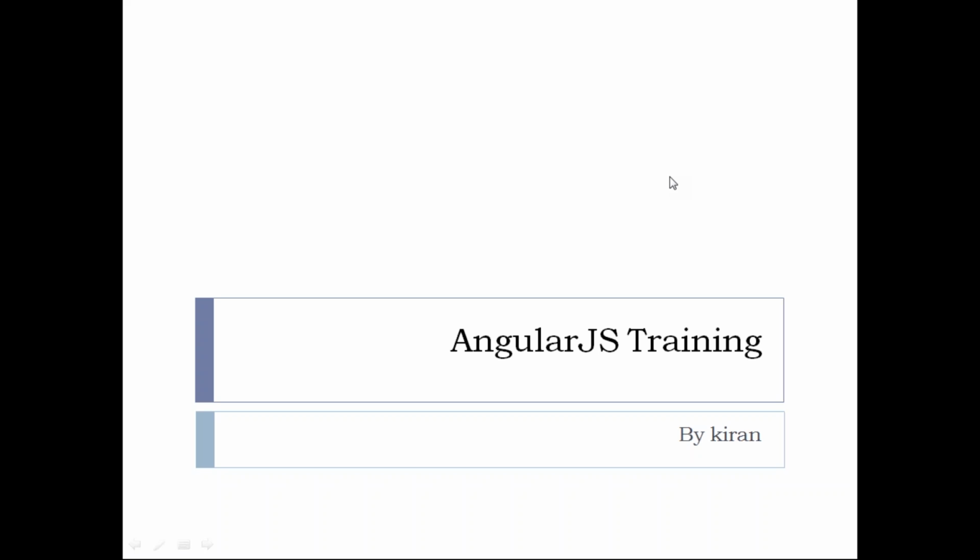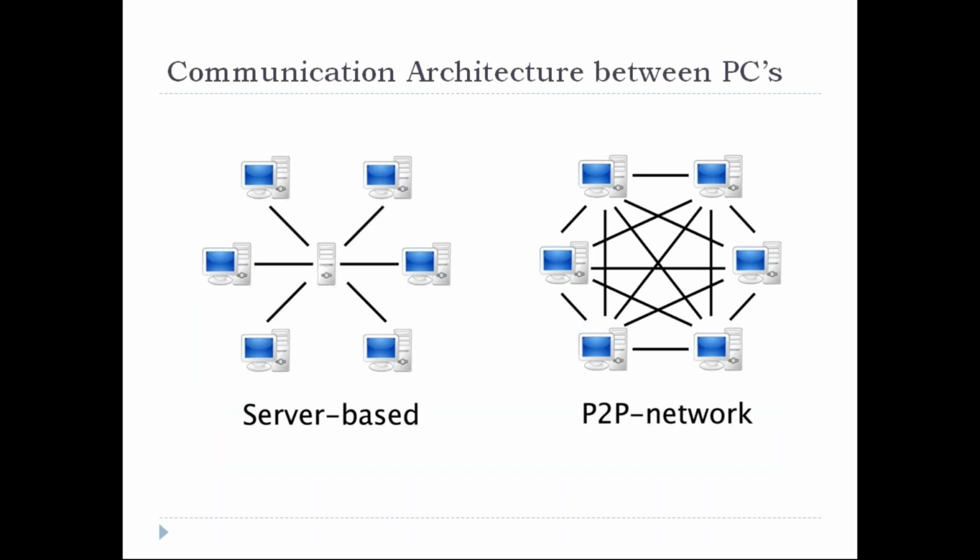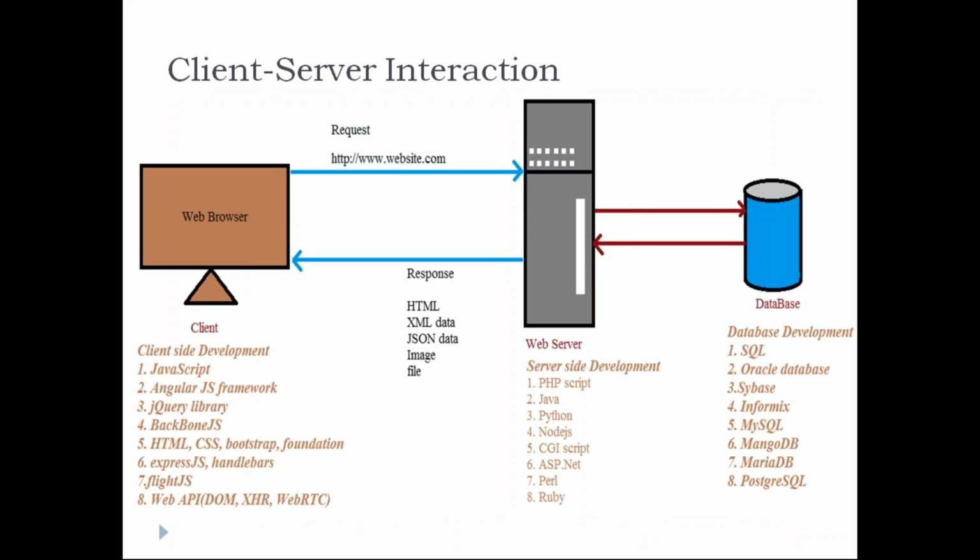Before going to AngularJS, let us talk about the internet. In the internet, our computers are connected in a huge complex distributed network. If you want to establish communication between two devices, you need to follow either server based communication or P2P network communication. Building a P2P network is very complex on the internet, so we follow server based communication, the server client architecture, just like this.